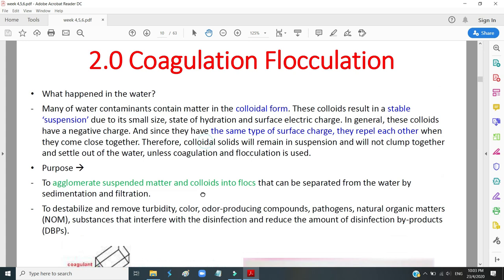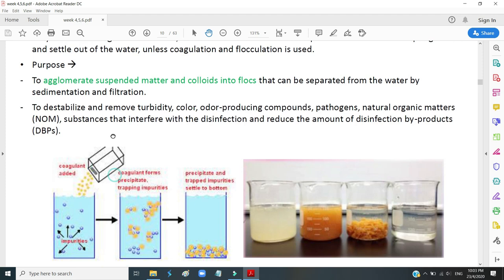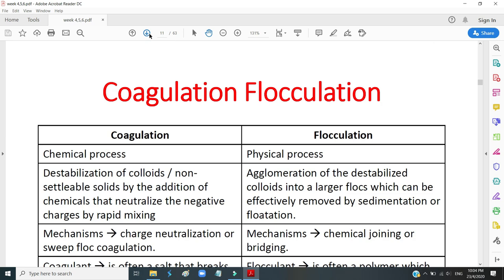So we can see that coagulants are added into the water and the dispersed impurities form a precipitate, trapping the impurities, sticking together, and then settling to the bottom, and this is sedimentation. You can see it from a simple experiment. At first the water is murky, and then everything clumps together when the coagulant is added, and then it settles down. And then it can be removed and the water is clean again.